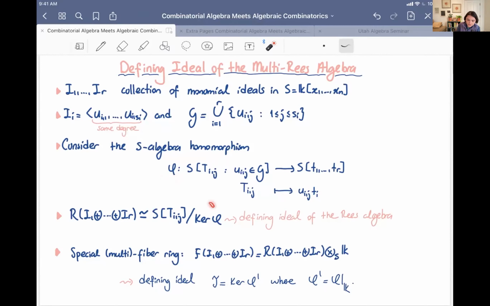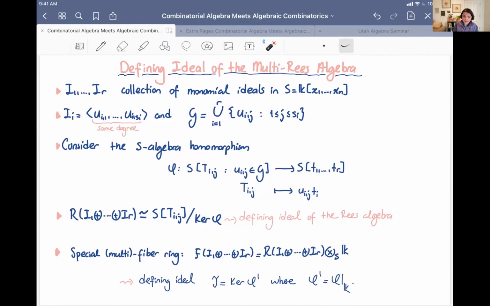As a result, we have this quotient ring where the kernel is the defining ideal of the Rees algebra. So in the practical sense, when we want to work with this Rees algebra, we're working with the kernel of this S-algebra homomorphism. So this is going to be our object of study, actually.